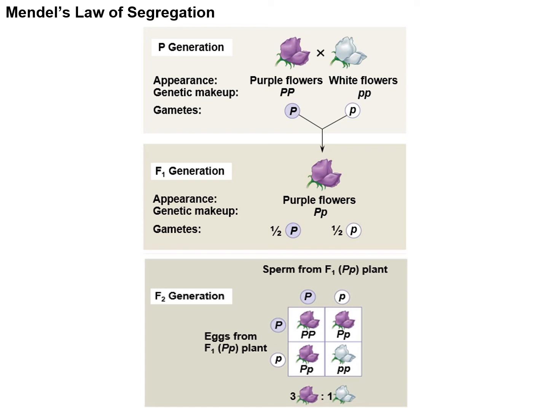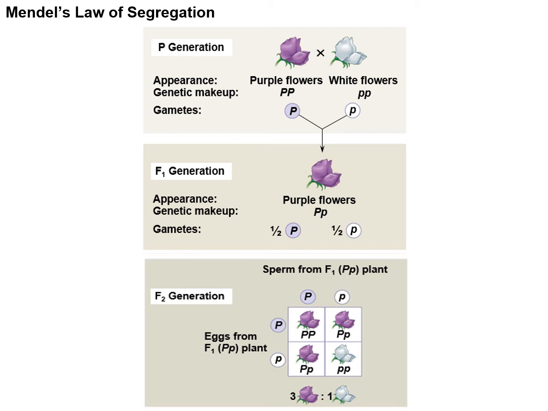the purple flowered plant is homozygous dominant for purple, meaning that it has two dominant alleles, or two capital P's. The white flowered plant is homozygous recessive for white, meaning that it has two recessive alleles, or two lowercase p's. Now, when each plant produces its gametes, notice that the purple flowered plant can only pass on the dominant allele, while the white flowered plant can only pass on the recessive allele.